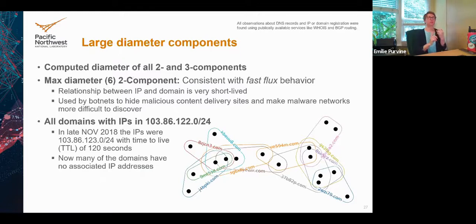We computed 1, 2, and 3 components, and just did some exploration around the hypergraph to see what we saw. So the maximum diameter of all the 2 components was this one here, and it's consistent with a particular type of behavior. We don't know that it's this type of behavior, but it's consistent with behavior used by botnets to hide malicious content delivery sites and to deliver malware. Whether that's actually true, we don't know, but the behavior looked kind of like it.